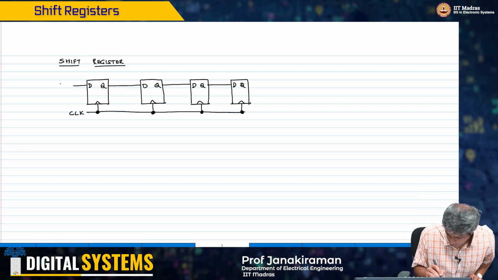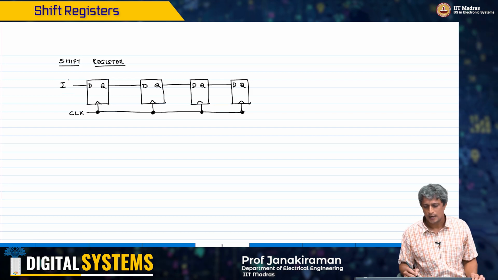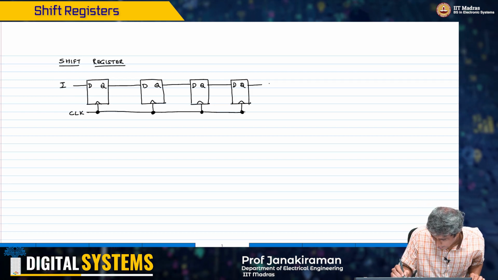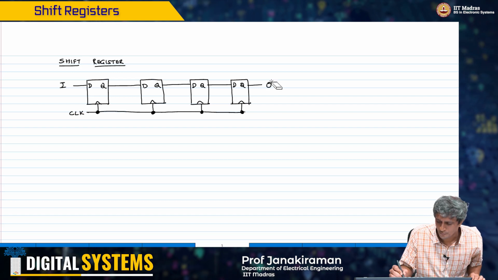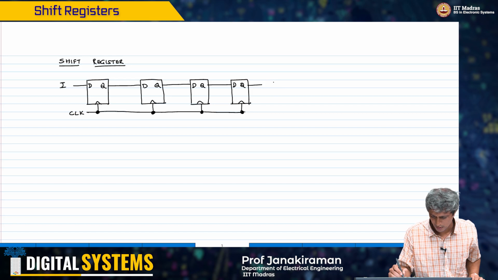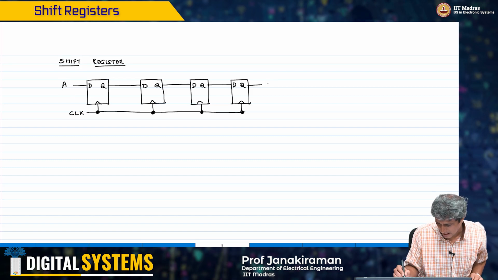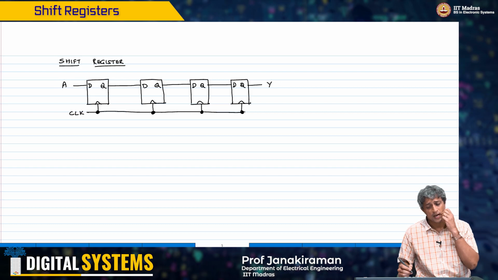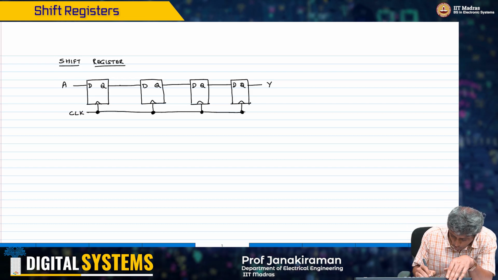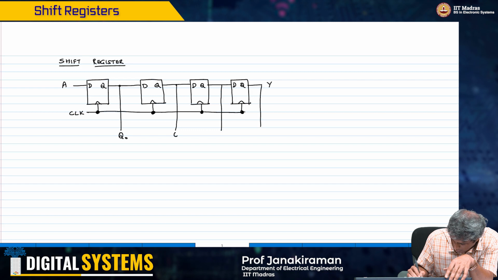Okay, and what I can do is, I will call the input A and the output Y. Not Q, because that can be confused with the Q of the flop. So A and Y, that will be easier. I could still have this system give me 4 outputs, Q0, Q1, Q2 and Q3.